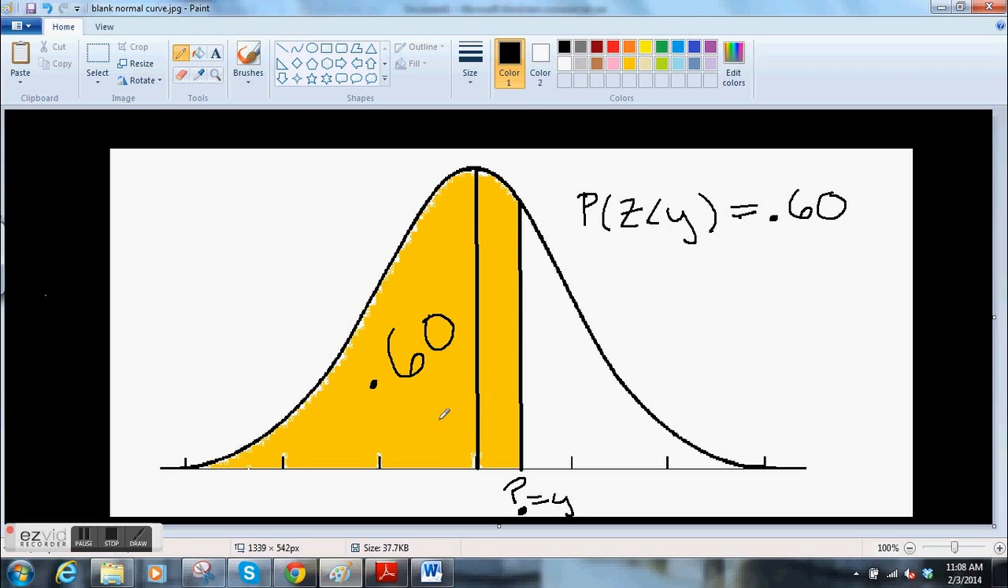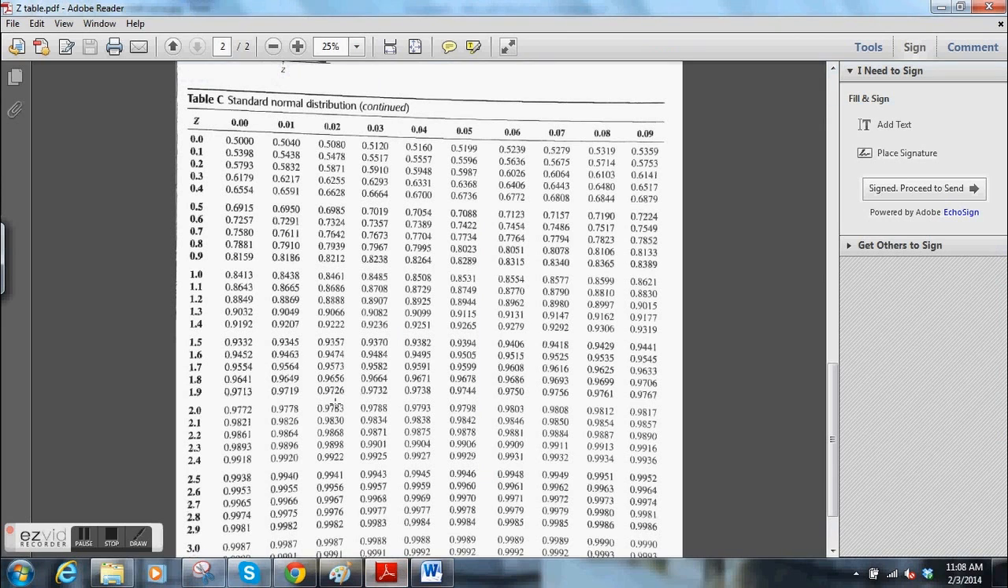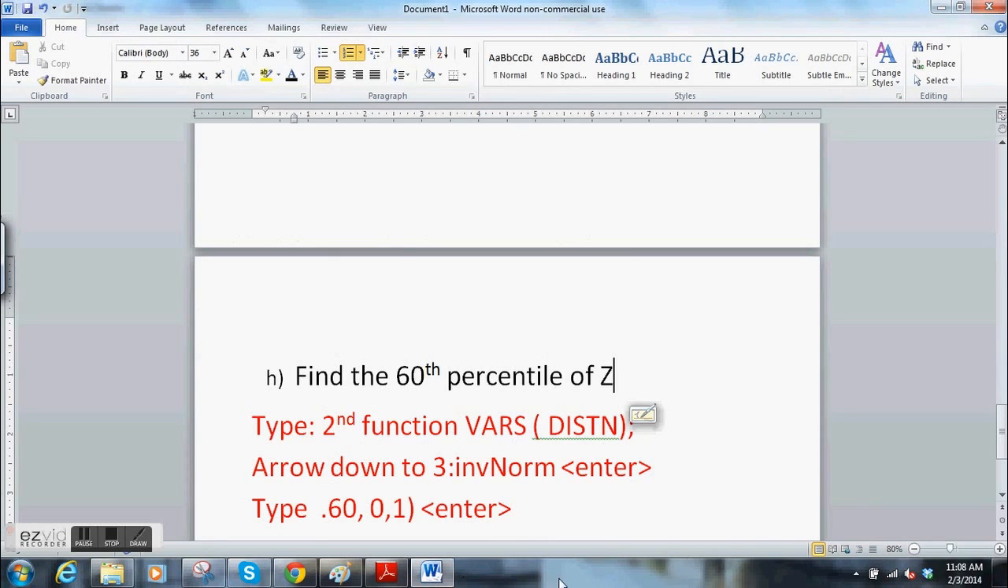And that comes from our definition of percentiles. It's the number such that 60% are less than or equal to that number. So what is this number? With the tables, you had to look inside the probability, but with the calculator, it's really slick. So watch this, you guys.